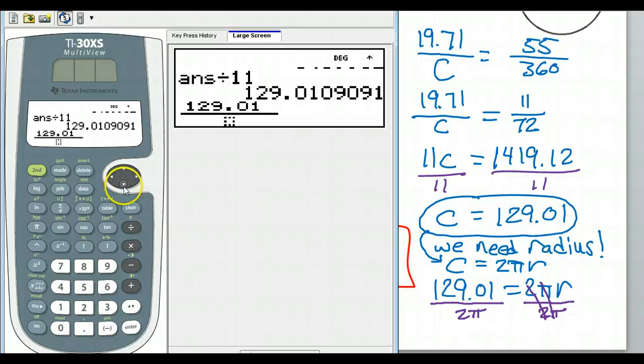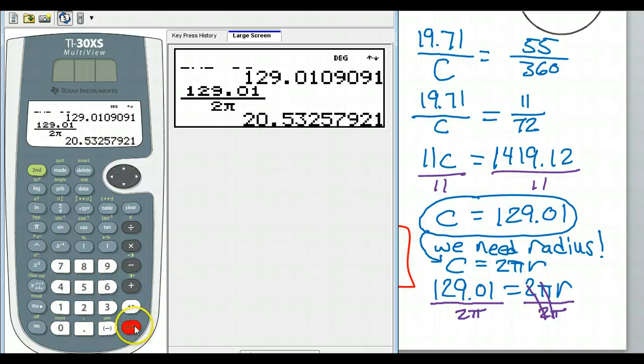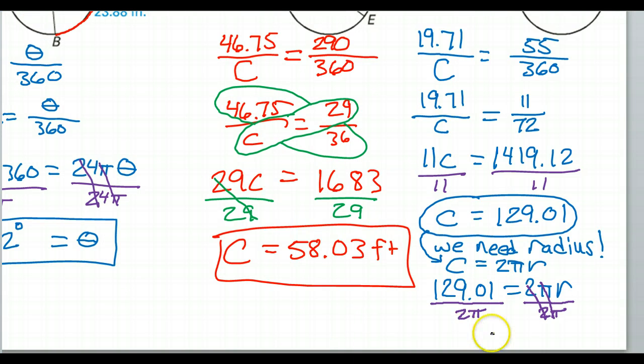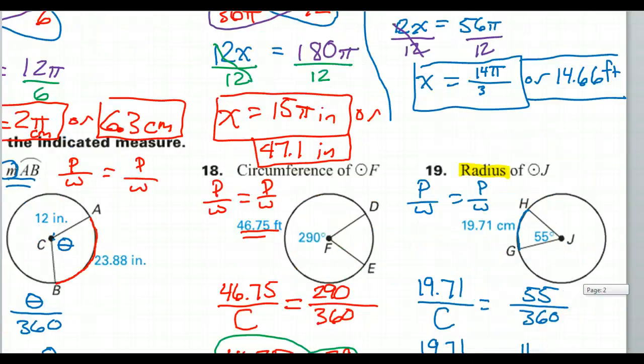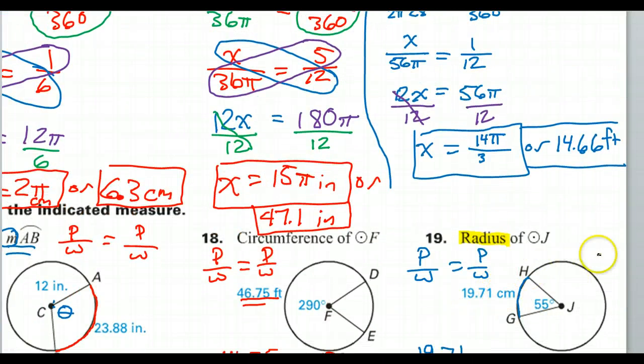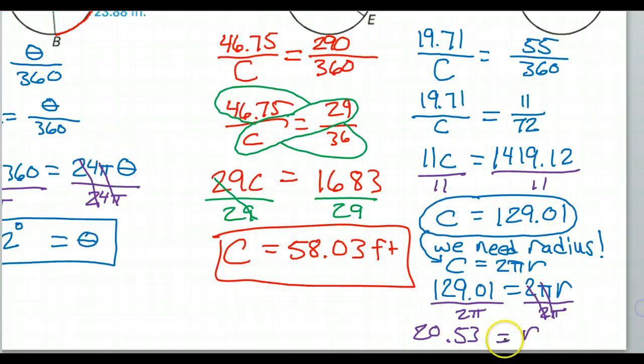129.01 divided by 2 pi. And I'm going to get 20.53. That is the radius. Okay, so the radius was 20.53. And I should put the units, centimeters. Alright, but that is the answer.